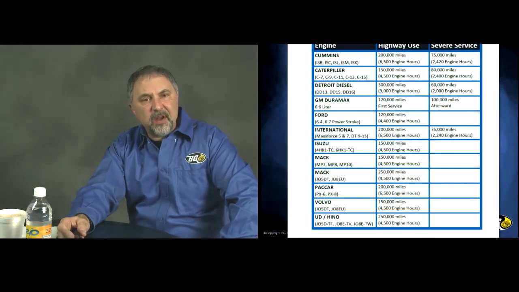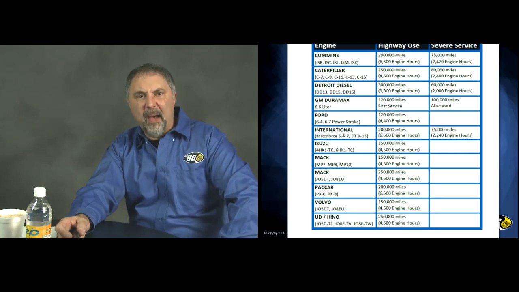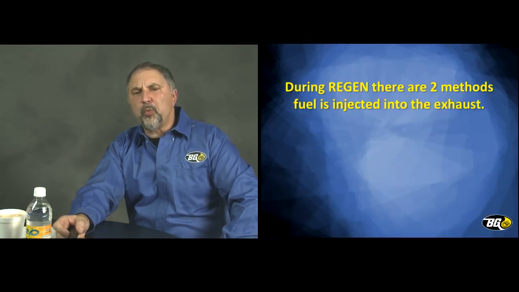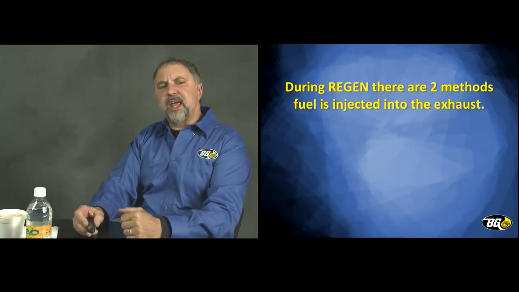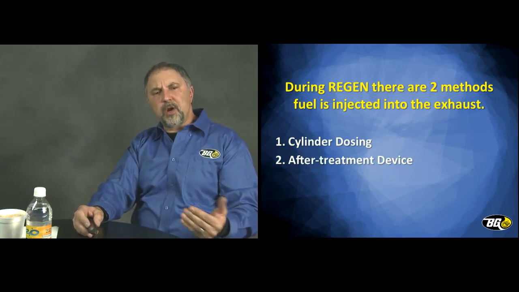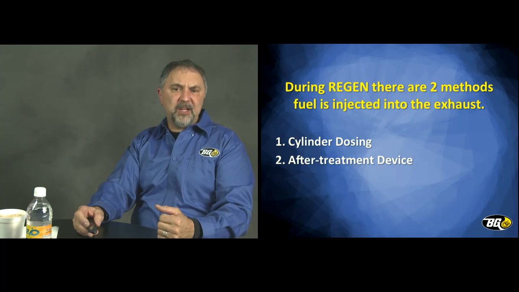You're going to wonder why I did the 9300 service and it had no impact. You need to pre-qualify the vehicles. You need to pre-qualify the shops. Now, during regen, there are 2 ways to burn these things off. One way is to inject fuel directly to the cylinder, called cylinder dosing. The other way is through an after-treatment device.